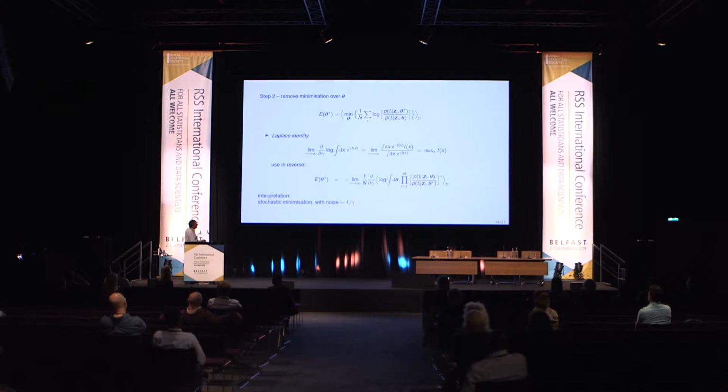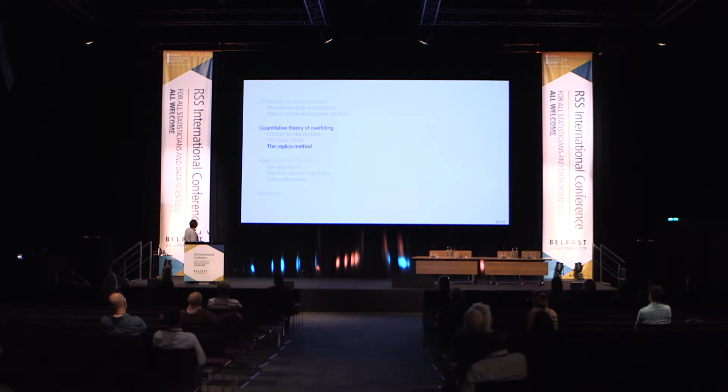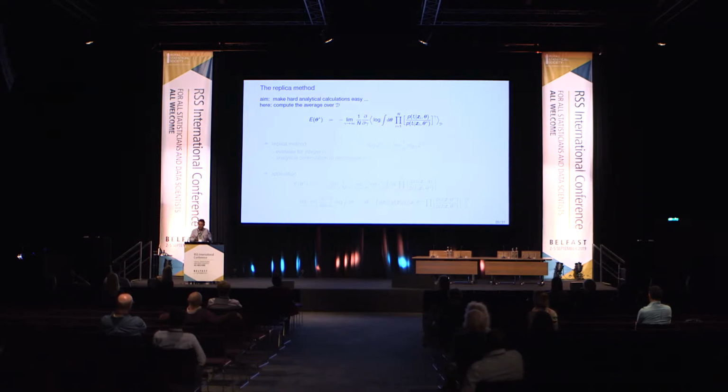Now, last step. This is still painful. We have to do the average of the logarithm of something over the data. And remember, the data sit in here, the z's and the t's. And that's where the replica method comes in. The replica method is a method from theoretical physics that has about 50 years of tradition, but it has also been used in biology, immunology, in computer science, in economics. And it is basically a clever trick to turn averages that are not analytically feasible into averages that are analytically feasible. And this is what we wanted to do.